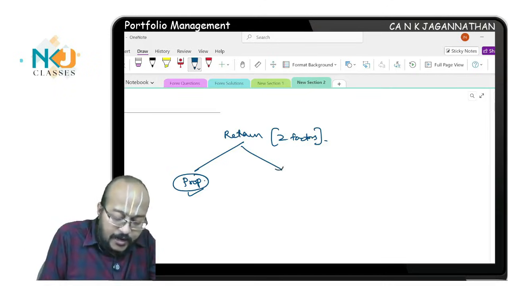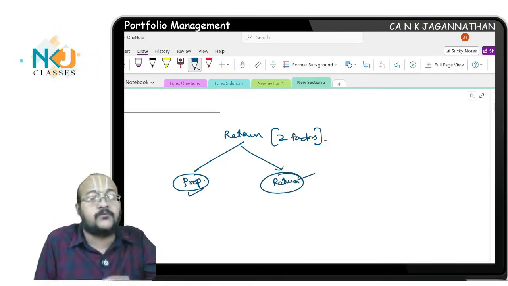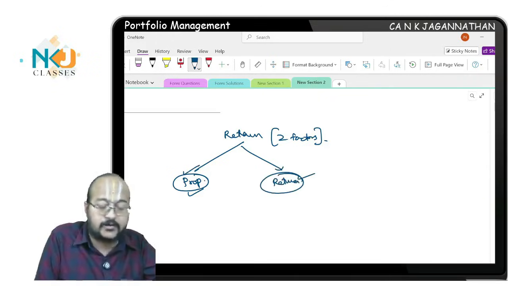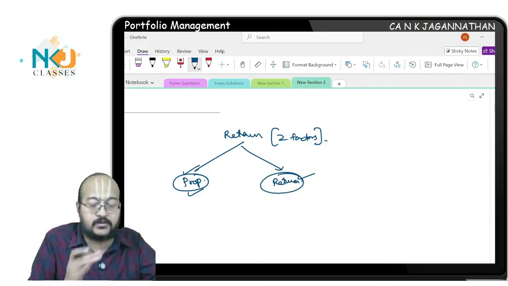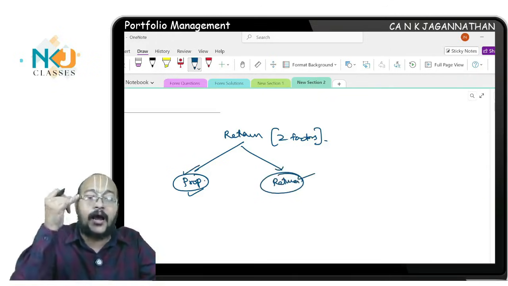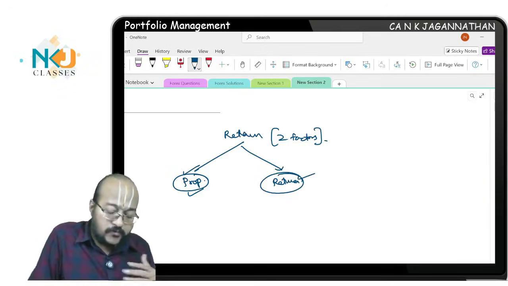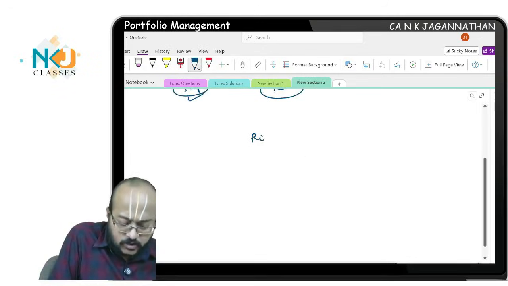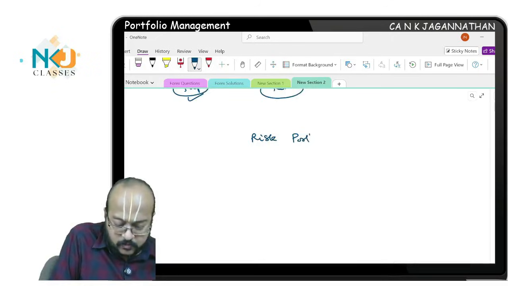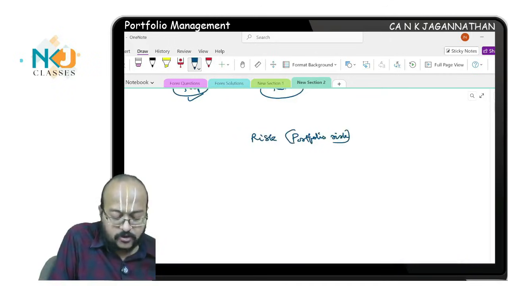And the actual return earned from the security will also influence. These are the two factors which influence the portfolio return as such. Are you understanding? So proportion and return generated by the individual securities will affect the portfolio return. But when it comes to risk, this is nothing but portfolio risk. I'm talking about portfolio risk.